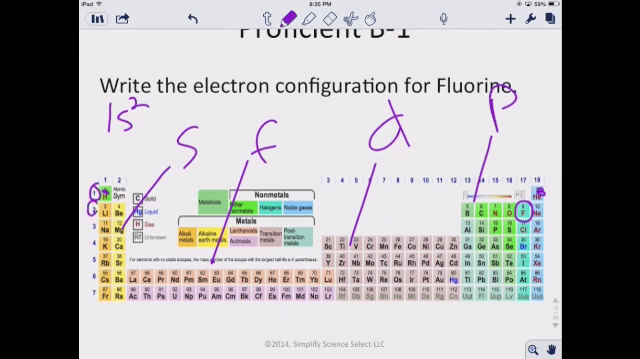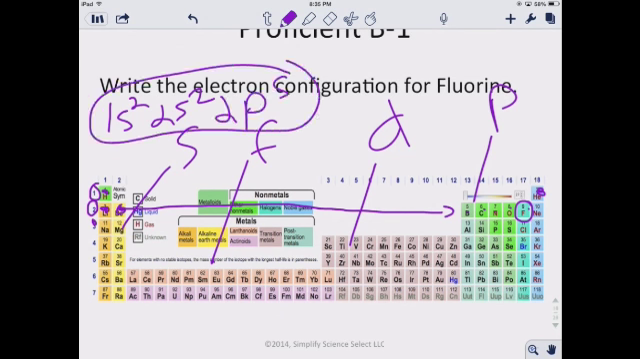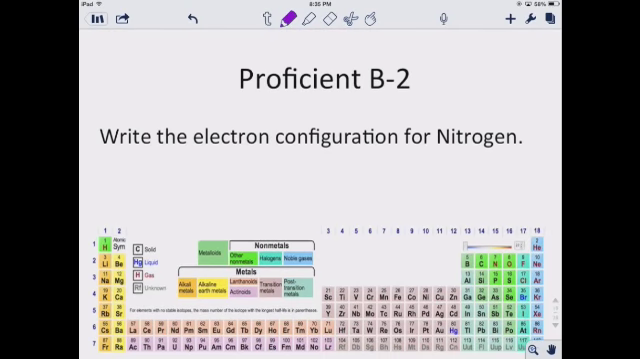This is what energy level? 2. So we write a 2. And then it's S block, and we count 1, 2. So 2s2. Keep going because we're not to fluorine yet. And then we go, this is, remember, energy level 2, and it's P block, so 1, 2, 3, 4, 5. So 2p5. So our electron configuration is 1s2, 2s2, 2p5. Let's move on to the next one.